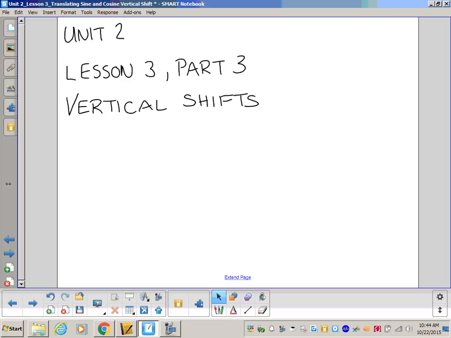Your quiz on sine and cosine will be on Wednesday. It's going to be 2 questions. One's going to be sine, one's going to be cosine, and you're going to have to fill in all the pieces of information I asked you. And then graph it.